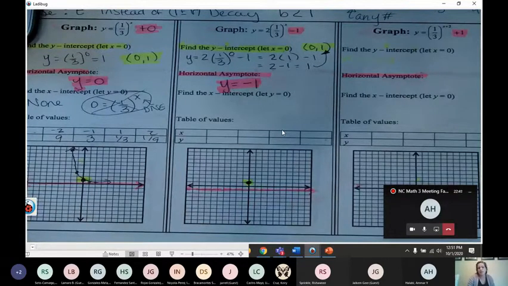Then it wants us to find the x-intercept. So this is where we let y equals 0. Olivia was not here. Lisbeth, are you here?